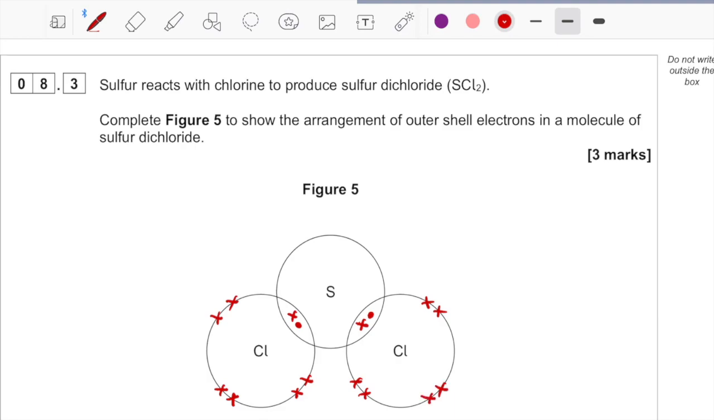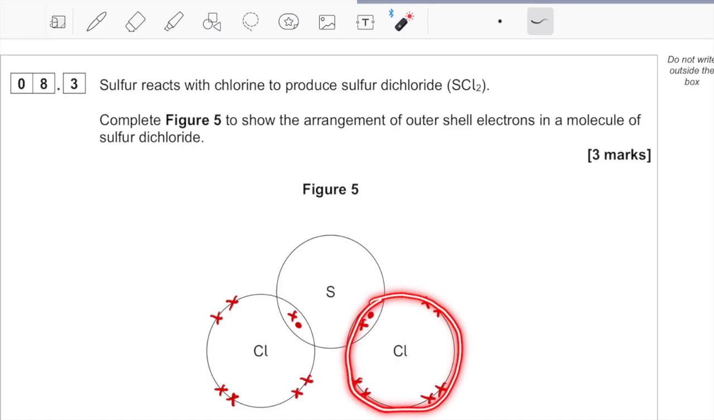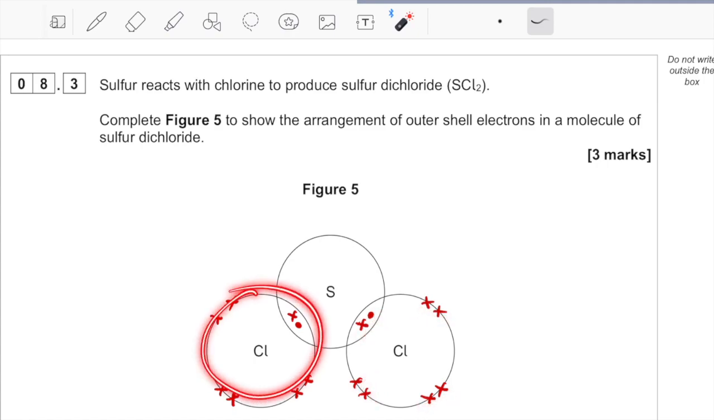Okay, and I can now just double check. So I've got 7 crosses because 7 electrons for chlorine. But also, how many have I got in total around the chlorine? I've got 1, 2, 3, 4, 5, 6, 7, 8. I have a full outer shell. Obviously, this is exactly the same.